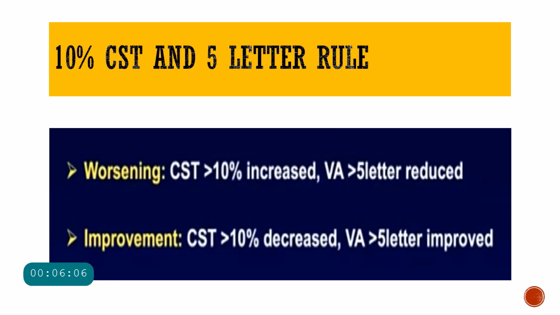Okay. Now, there's a rule for treatment that is called the 10% CST and 5-letter rule. Now, 10% central subfield thickness. In my video on OCT, I already told you what is meant by the central subfield thickness. So when you start treatment, you start with the baseline OCT and baseline visual acuity, or the best corrected visual acuity. During each follow-up, the same are repeated. Now, if the person's central subfield thickness is increased by 10% of his initial central subfield thickness, or if the visual acuity is reduced by more than 5 letters, that is equal to 1 Snellen's line, then the patient is said to be worsening.